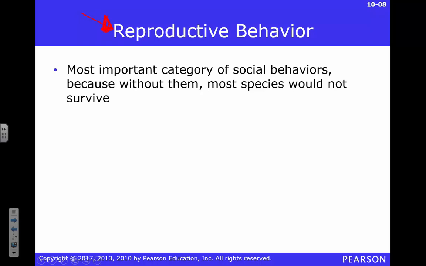So, reproductive behavior, it's a social behavior, right? Because it involves more than one person, at least for what we're going to talk about, right? And without reproductive behavior, most species would not survive. There are a few odd species that can reproduce asexually, right? They just like pinch off a clump and grow an exact copy of themselves. But those are not things we're interested in here.